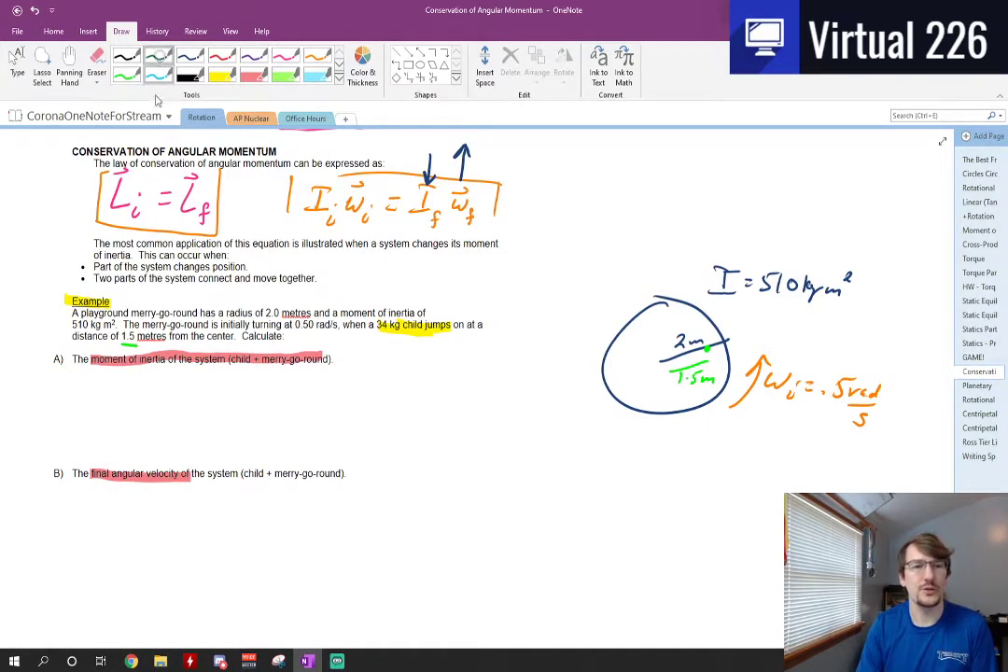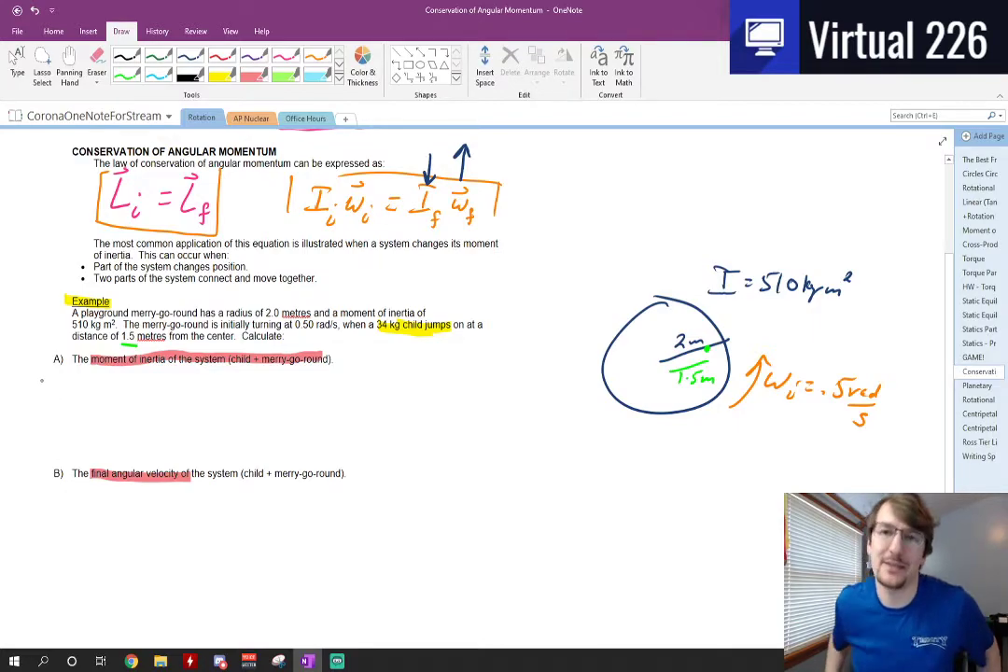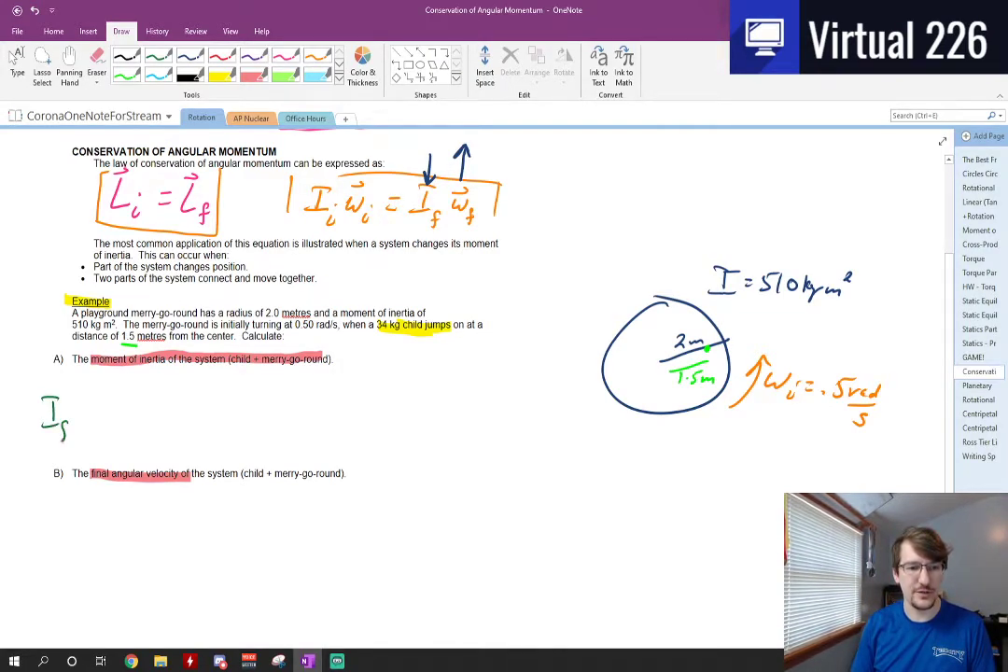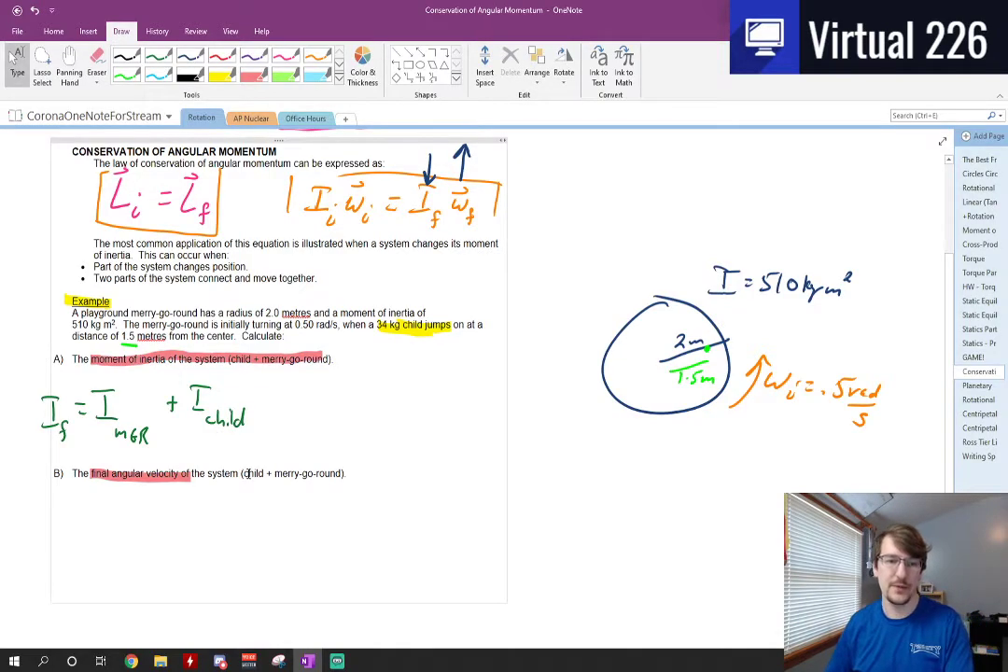So what we can do here is, if we recall, moments of inertia, because they're kind of analogous to masses, can just be added together. So a final moment of inertia here for the system will be just the moment of inertia of the merry-go-round, the 510, plus whatever the moment of inertia is for the child.